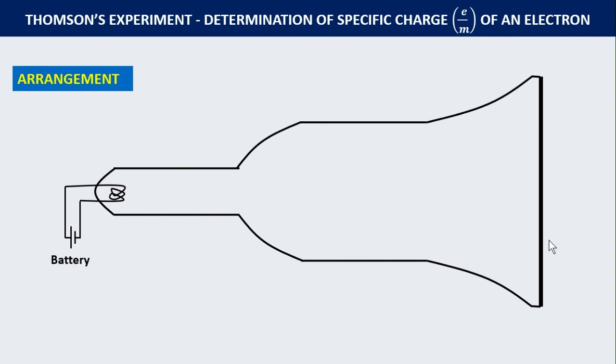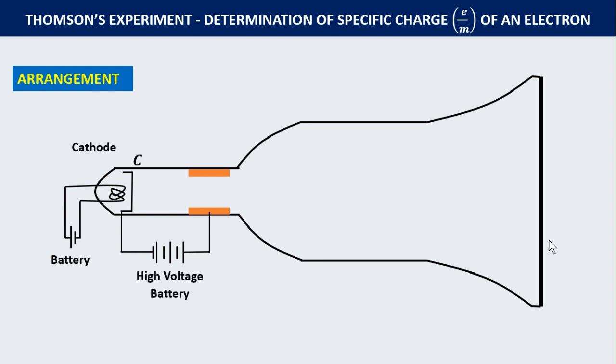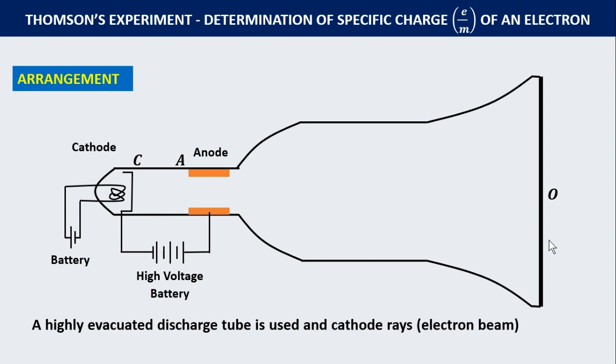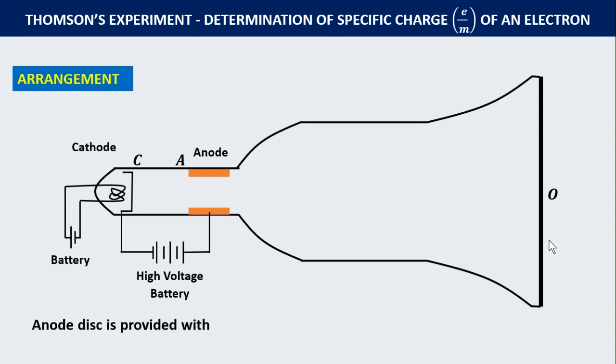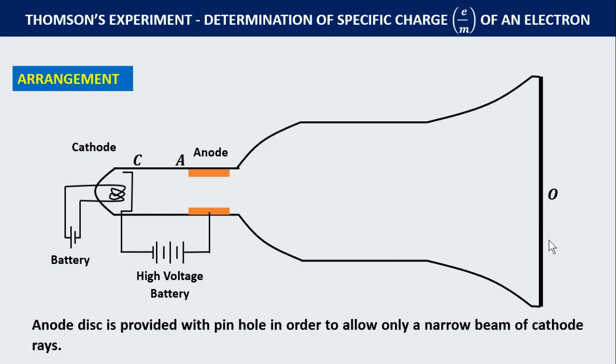A filament connected to a battery, an anode and a cathode connected to a high voltage battery, and the screen. A highly evacuated discharge tube is used, and cathode rays produced at the cathode are attracted towards the anode disk A. The anode disk is provided with a pinhole in order to allow only a narrow beam of cathode rays. Check out, the beam goes through the pinhole and hits the screen. Other rays are deflected away from the anode.